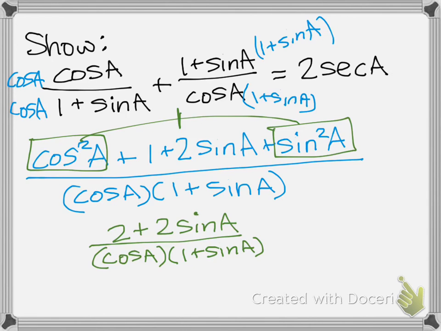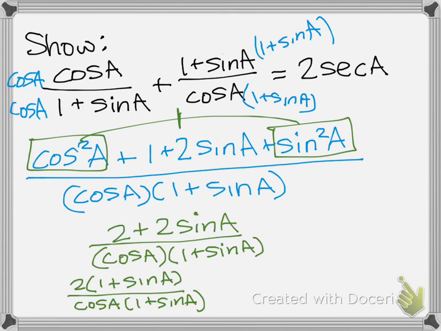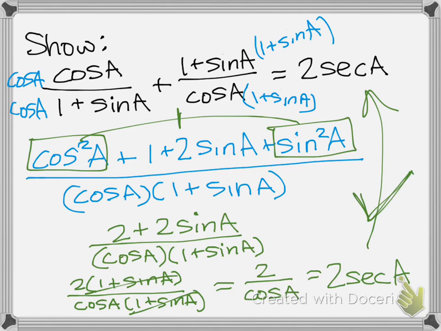I have a sine A on top and a sine A on bottom, but I need to get rid of those 2's. I've got to factor the 2 out. So factoring the 2 out enables me to do some canceling: 2 times 1 plus sine A over cosine A times 1 plus sine A. I can cancel out 1 plus sine A to get 2 over cosine A. 2 over cosine A is the same as 2 secant A. And that is what we started with.